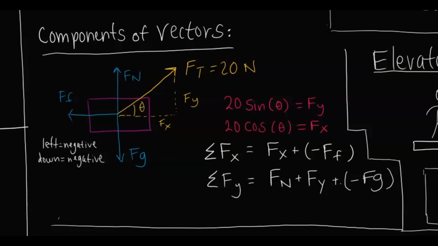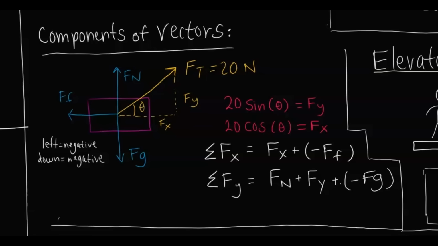And I have a little example here showing the net force, right? So the net force in the x direction is just that component of Ft in the x direction plus the force of friction. And the force of friction is negative. That's why it's negative Ff. And in the y direction, it's force normal acting in the positive because it's going up. And then that force of tension y plus Fg. And Fg is negative because it's acting downwards, which we define as negative.